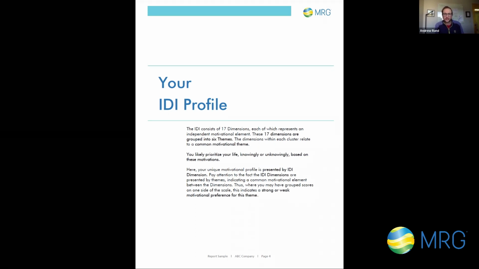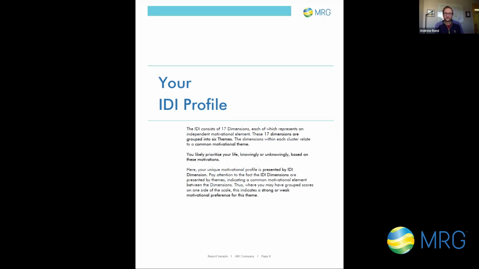For those of you familiar with the standard IDI report, this section has a few new twists that you'll want to pay attention to. Page 4 introduces the section and provides some text in terms of what participants should be paying attention to while they sift through these pages. I really like the foundational phrasing here and letting people know what they are likely to prioritize in their life, knowingly or unknowingly, based upon what's on the following pages.